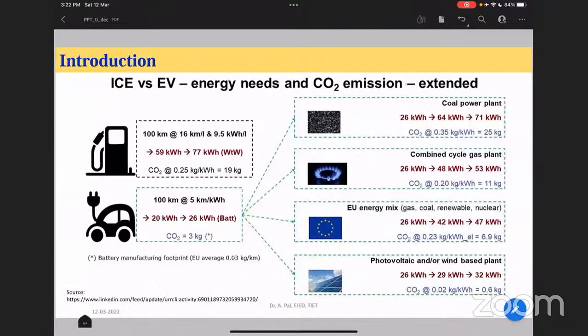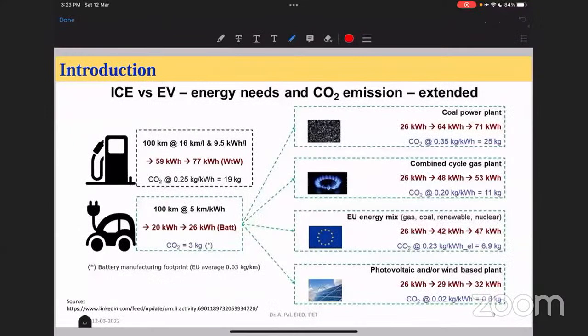This picture is a comparison of energy needed and CO2 emission between the internal combustion engine, that is the IC engine, and electric vehicles. In the topmost figure, it is clear that for an IC engine based vehicle on a 100 kilometer trip, if its mileage is 16 kilometers per liter, it will require about 59 kilowatt hours of energy. On the other hand, for an electric vehicle to cover the same range, it will require 20 kilowatt hours of energy.